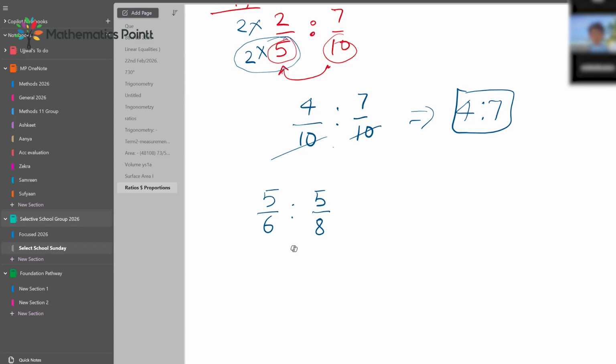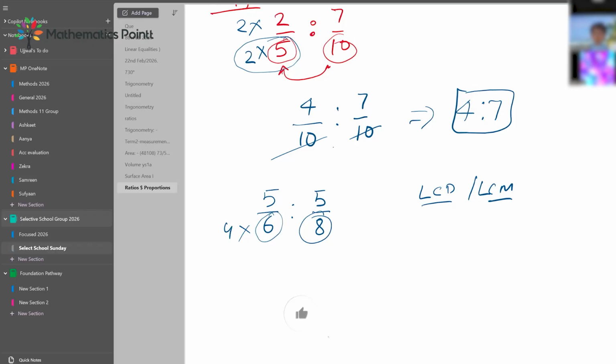Now, how did we do it? How can I make 6 and 8 equal? So the best way is to find its lowest common denominator, LCD. Or a lot of books say LCM, lowest common multiple. So you make it 24. What is the lowest common multiple that can make them equal? Which is 24.